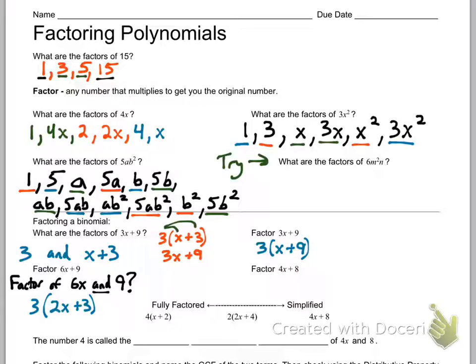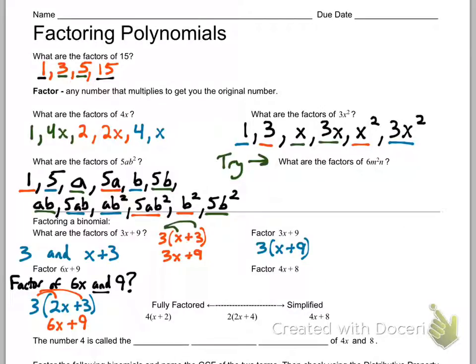You can double check, and I would recommend doing this every time. You can double check by multiplying it back out. So 3 times 2x is 6x. And 3 times 3 is 9. A lot of people call this undoing the distributive property, and that's exactly what it is. We're simply undoing the distributive property when we're factoring binomials like this.